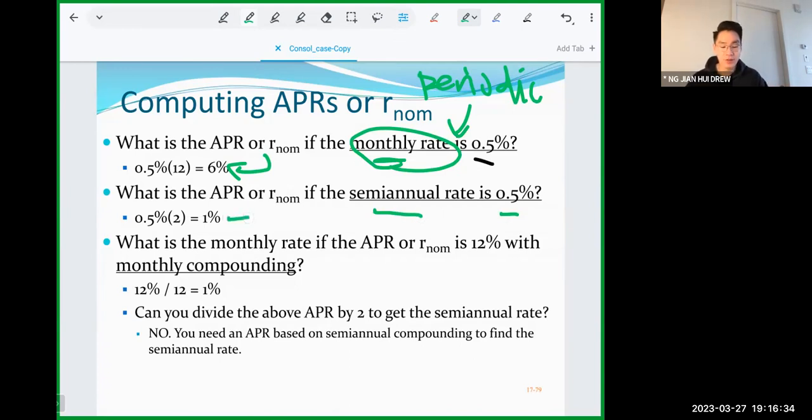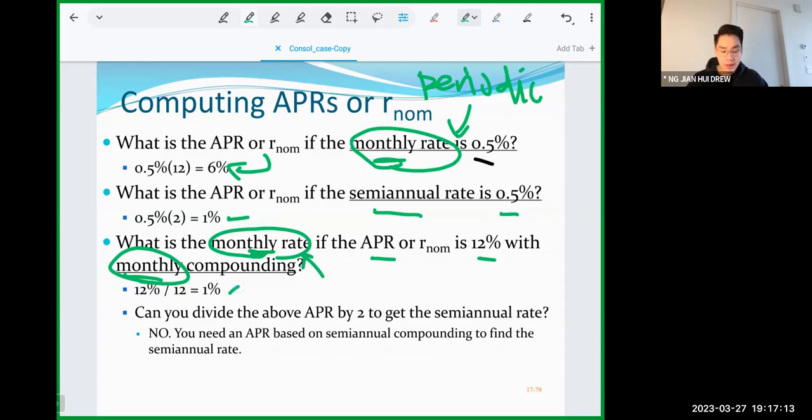Now, this question says, what is the monthly rate if the APR or nominal is 12% with monthly compounding? So you notice, first of all, that both are monthly. So we are looking for the monthly rate, and this 12% is based on monthly compounding. And this means that we can calculate the monthly rate, which is basically the periodic rate, right? So we just take 12 divided by 12, because the nominal is based on annual. So we just divide by 12, and we get 1%.